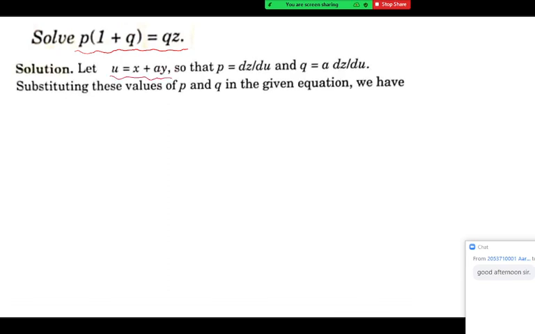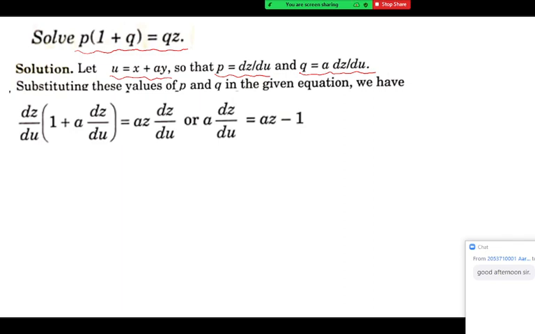Let u be equal to x plus ay, then p is equal to dz by du, and q becomes a dz by du. We are going to replace the values of p and q there. So if you replace p and q in the given differential equation, the value of p is dz by du and q is a dz by du, so 1 plus a dz by du is equal to this, where q is a dz by du.